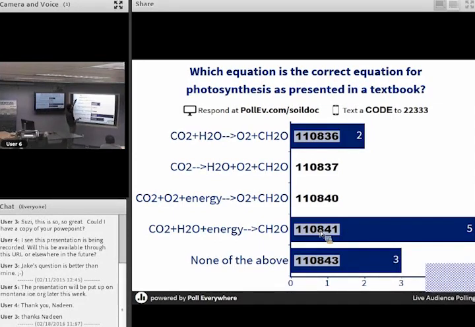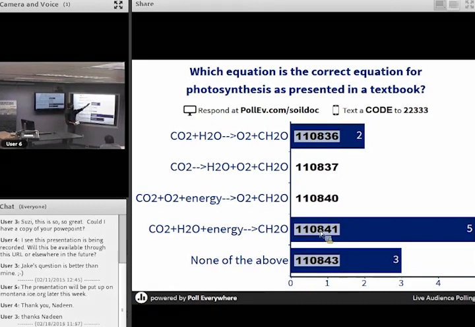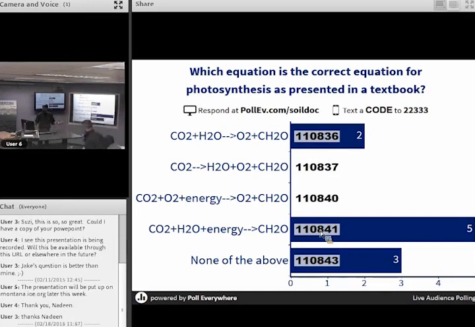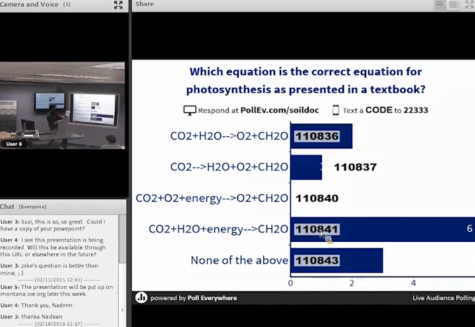Which equation is the correct equation for photosynthesis as presented in, and I had to change this to a textbook. It's actually, for those of you who are familiar with him, Paul Gannon's sustainability textbook, not my textbook. And what you would do is kind of cool. You can basically send a text. You're going to send it to 22333. And then you're going to vote for one of these crazy numbers because I'm too cheap to subscribe for personalized keywords, right? So have at it, and let's see if we can get, what do we got, 10 people? Looks like 10 people here. Oh, wait, Mac, you have to vote. I will. Okay.